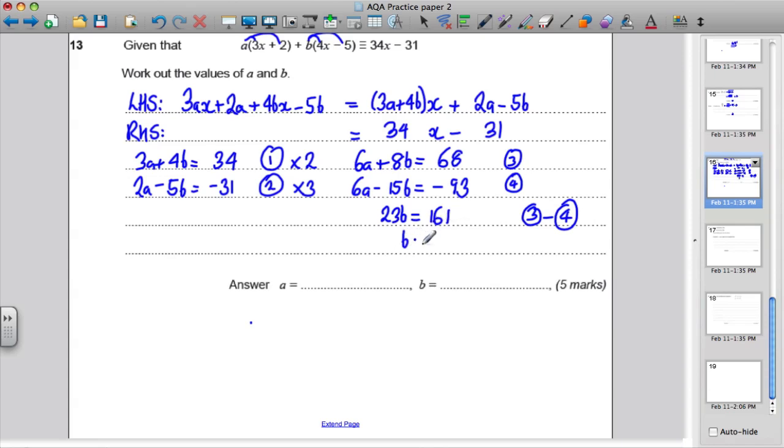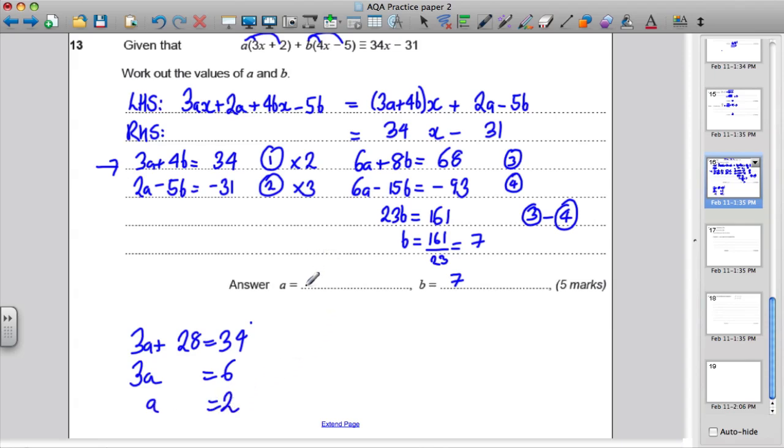Therefore, what's b? b must be 161 divided by 23. So the answer to this must equal 7. So b is 7. Given that you know b is 7, substitute back into one of the first equations to find a. 3a plus 4 times 7 is 28 is equal to 34. Subtract 28 off both sides. 3a must equal 6. So a must be 2. So a is 2.